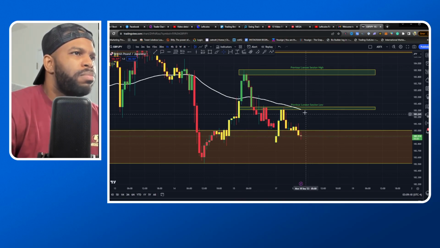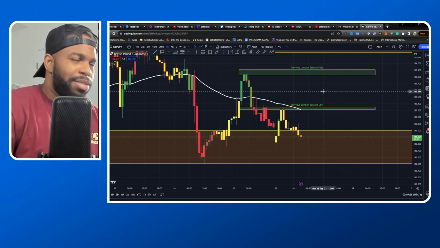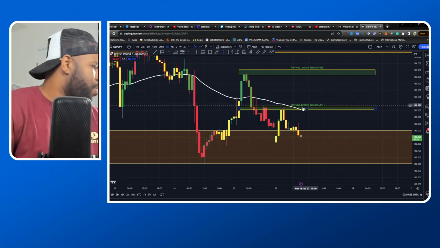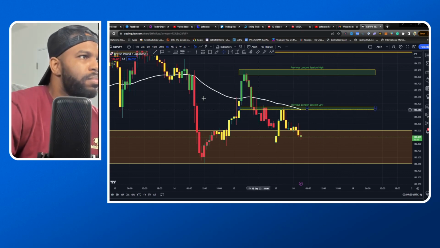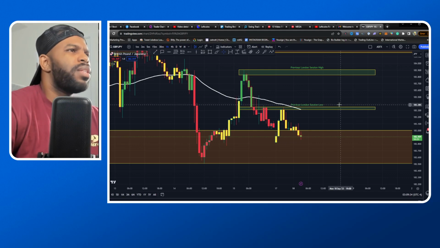But price might push up into these zones and reject, or push past these zones, break the zone, retest, and start going up. Who knows? But this is what we're working with when it comes to the previous London session highs and lows.